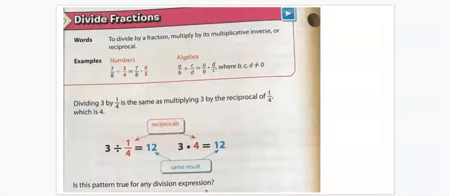So 7/8 divided by 3/4. You keep the first number, 7/8. You change the sign from divide to multiply, and you flip the last number. Instead of 3/4, it's 4/3. And dividing 3 by 1/4 is the same thing as multiplying 3 by the reciprocal of 1/4, which would be 3 times 4/1. So the pattern would be true for any expression of division: keep, change, flip.